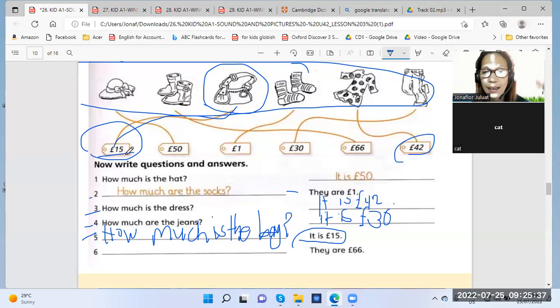All right, very good. Now look at this. The answer is they are 66 pounds. Oh, can you find the item? What item costs 66 pounds?